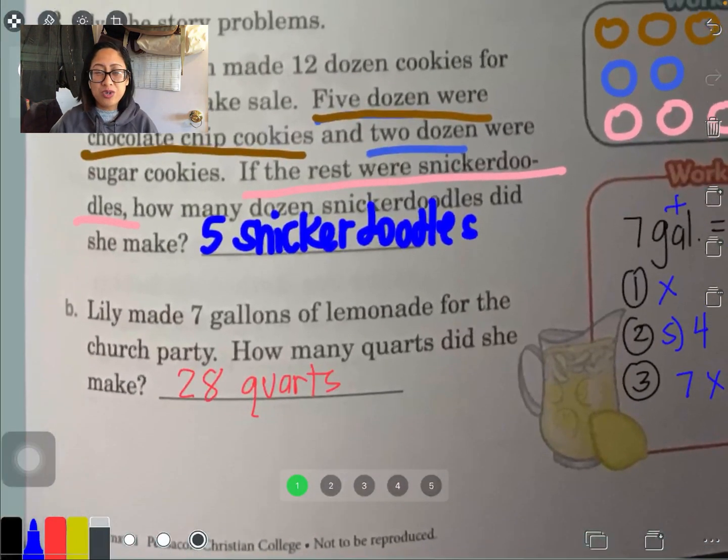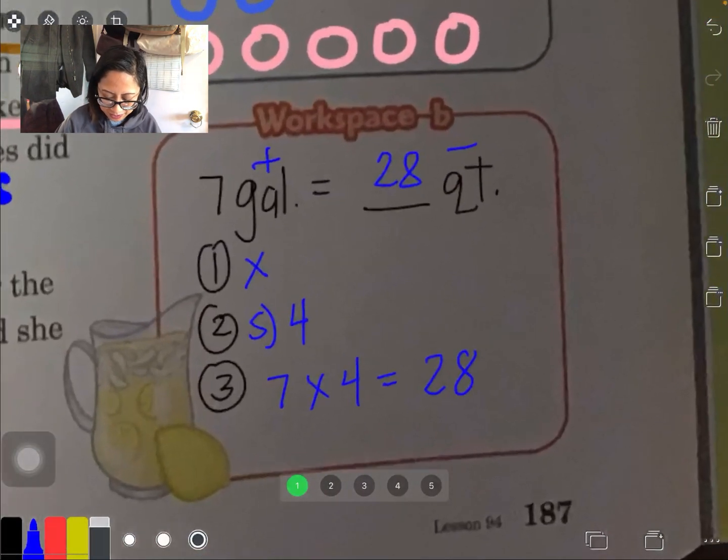I proved it to you in like 3 different ways. I drew it, I counted, and then we did it this way, the way we are now familiar with. I know it took a while, and I know this video is already long, but I wanted you to see it because we're working on critical thinking.